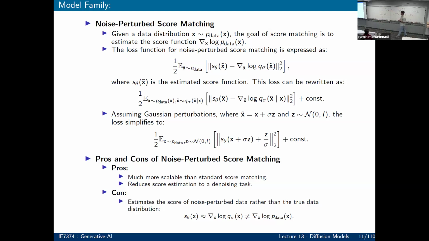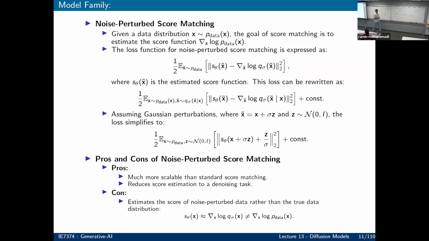Then we noticed that after we simplify it, because the Q is a simple Gaussian, the noise is a simple Gaussian, this problem simply transfers to a score that your model generates. Basically, it should be minus the noise.